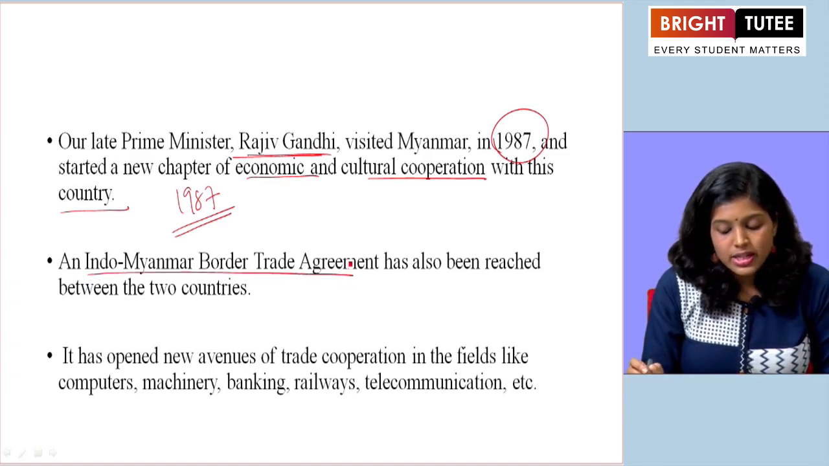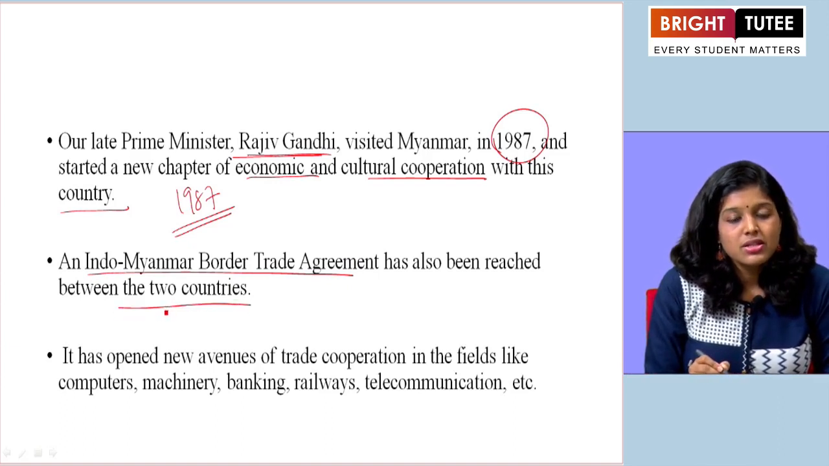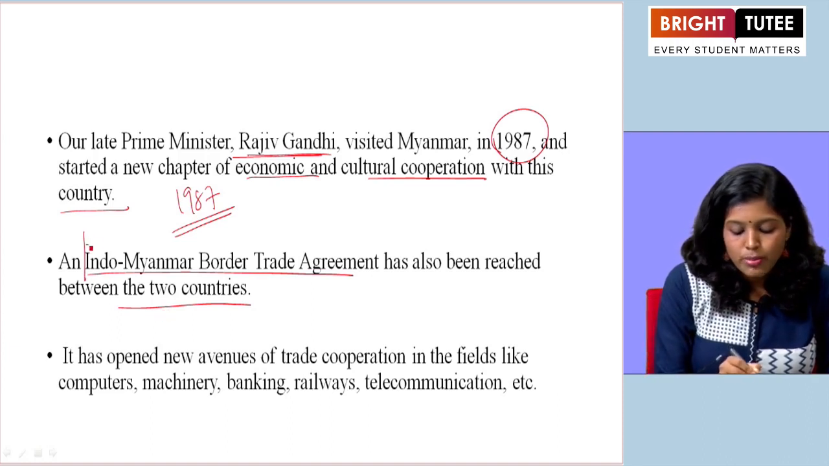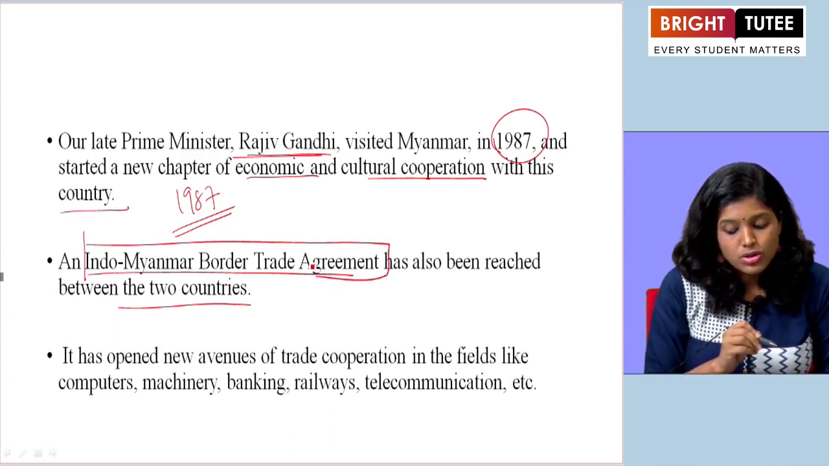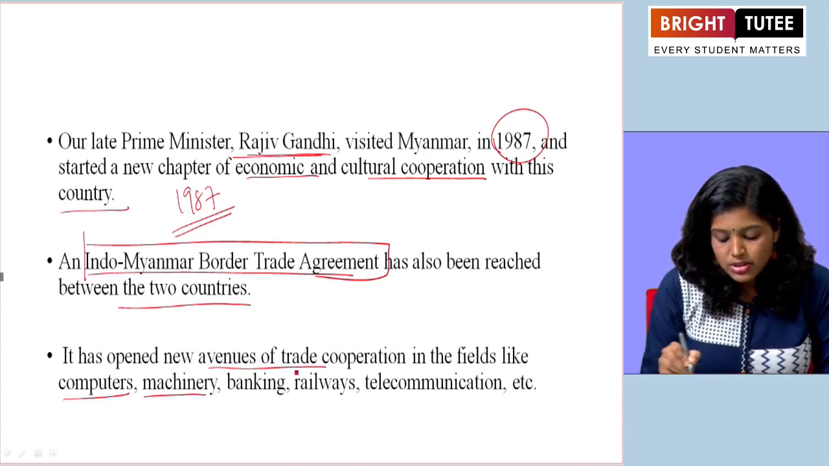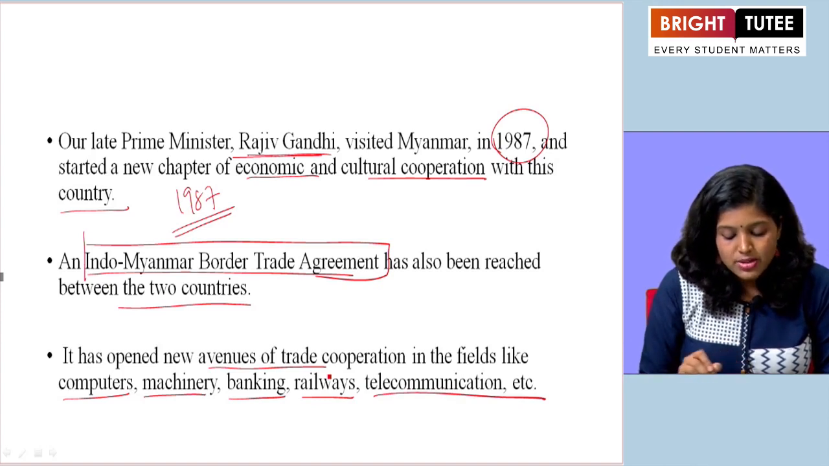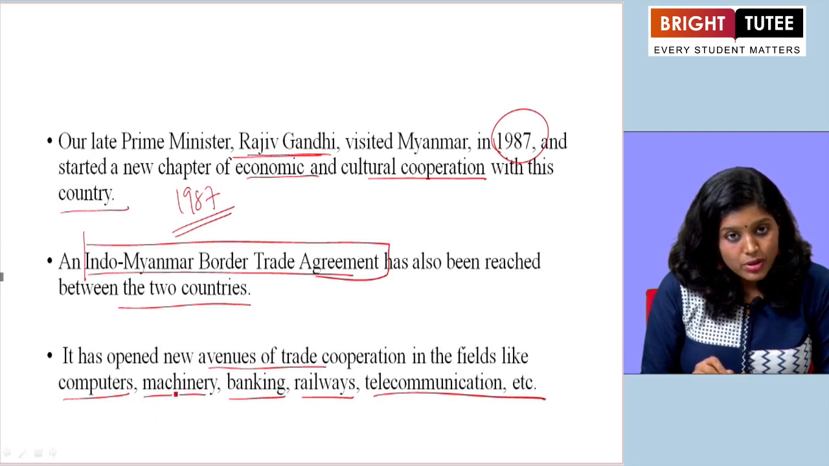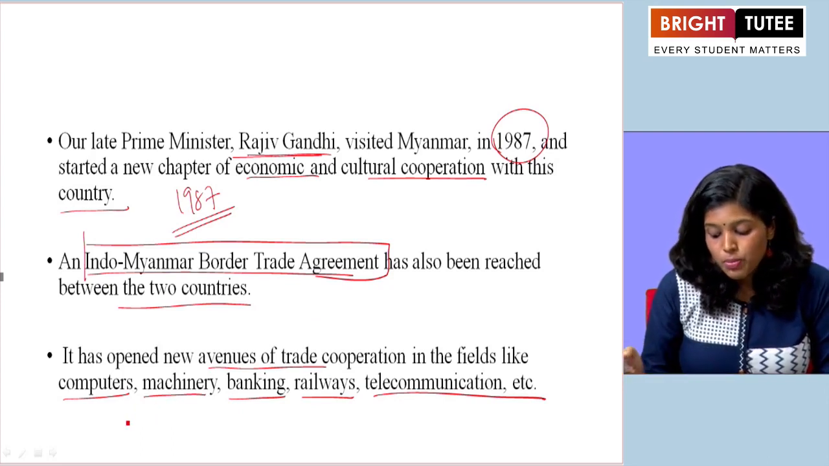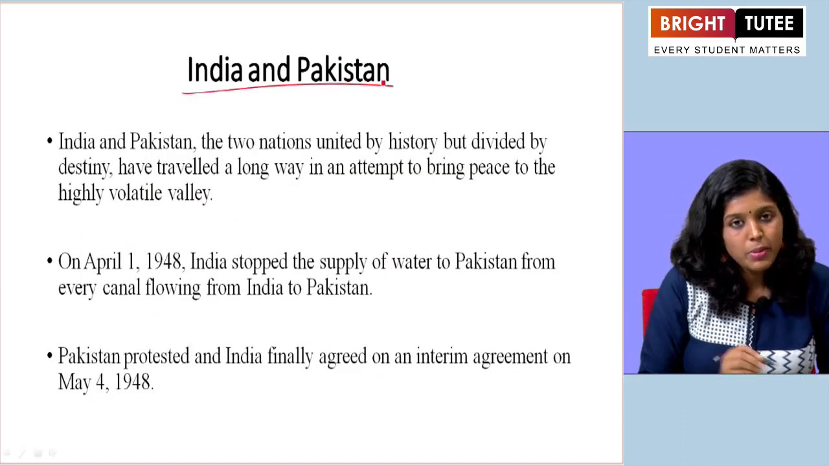An Indo-Myanmar border trade agreement has also been reached between the two countries. So, as a way to strengthen the bond between these two countries, an Indo-Myanmar border trade agreement was also signed, and it has opened new avenues of trade cooperation in fields like computers, machinery, banking, railways, telecommunication, etc. As a result of this trade agreement, new avenues of trade have opened in different fields, and we now look at the relationship between India and Pakistan.